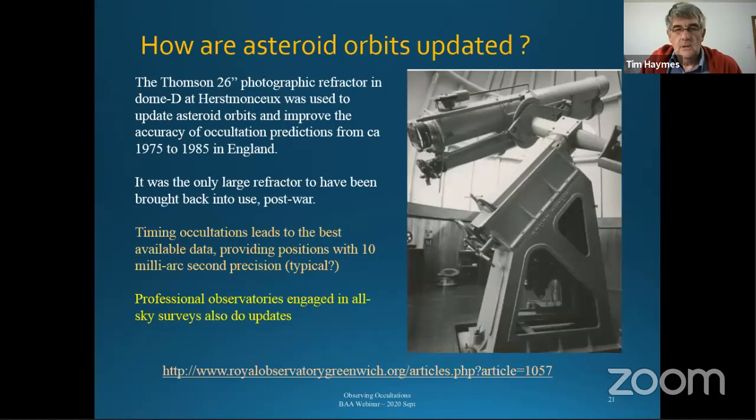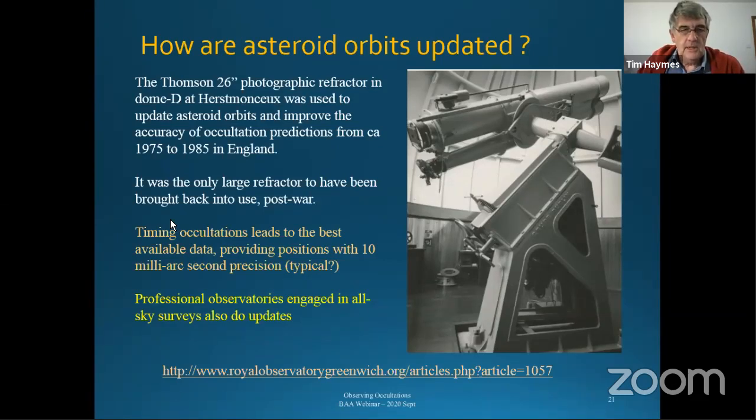This is the Thompson photographic refractor at Herstmonceux, and it was used for updating cometary orbits in the 1970s and 80s, and Gordon Taylor used it to improve his predictions of asteroidal occultations. He was the first person to really make some headway in predicting these events at a time when orbits were very poorly known. And with the star positions, there was also obviously a bit of an unknown quantity then, compared to the great accuracy we obtain now from the Gaia catalogue.